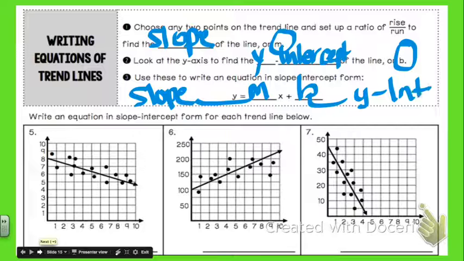And remember, your slope is telling you how much something is changing, and your y-intercept is telling you where you're starting. It's your big starting point. So let's look at number 5, and it says write an equation in slope-intercept form for each trend line below. Well, the first thing I'm going to do is look at my points and determine whether the slope is positive or negative. I can see that it is positive, and I can see that it goes through most of the data points. So I'm going to find 2 places on my line where my line is actually intersecting, and I'm going to start here at 8 and then here.